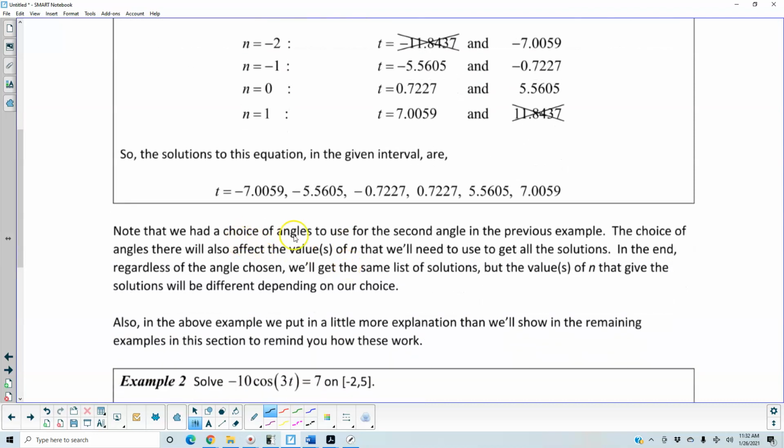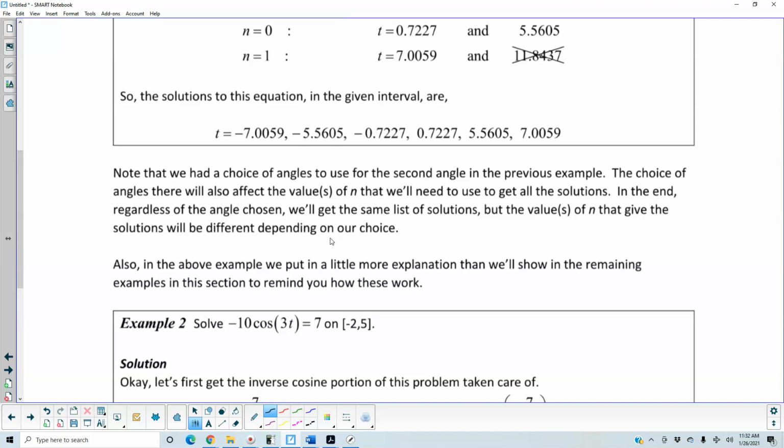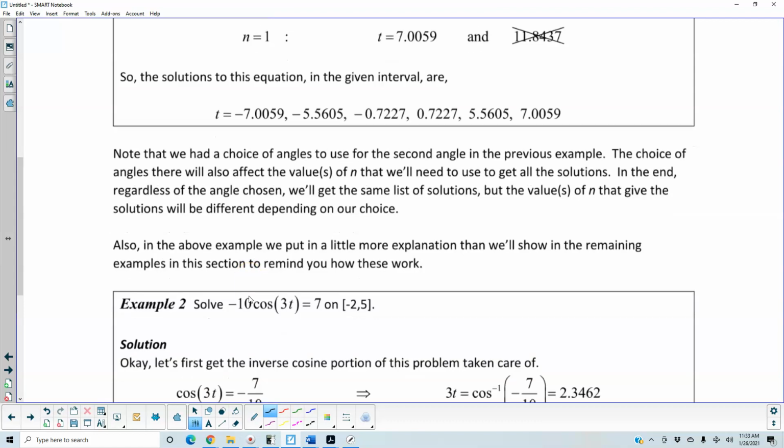Now note that we had a choice of angles to use for the second angle in the previous problem. The choice of angles will also affect the values of n that we'll need to use to get all the solutions. So in the end, regardless of the angle chosen, we'll get the same list of solutions, but the values of n that give the solutions will be different depending on our choice. Also, in the example above, we put in a little more explanation than we'll show in the remaining examples in this section to remind you how these work.